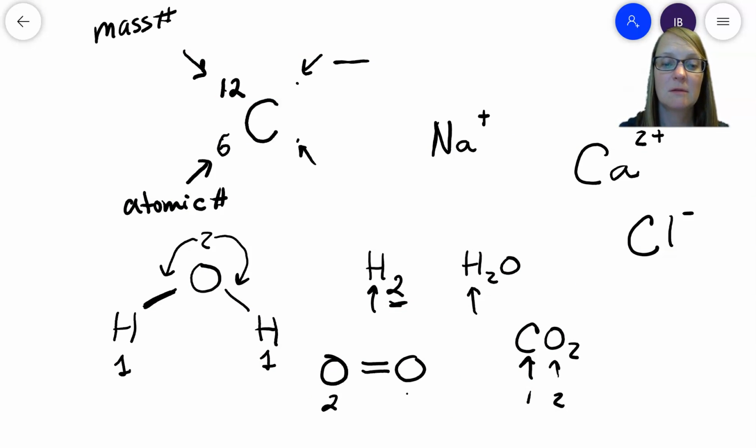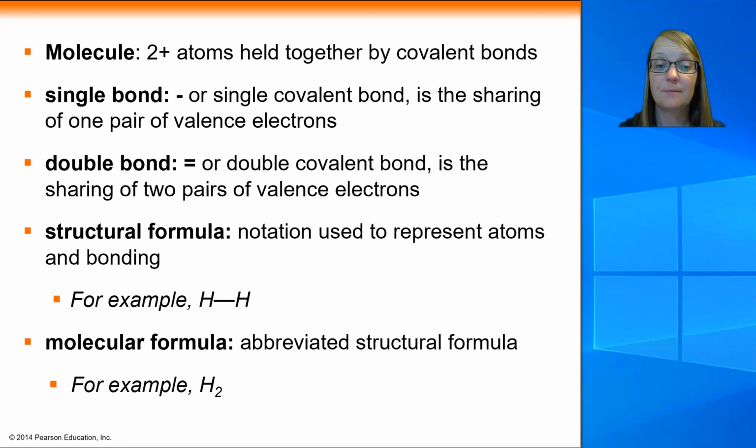Here, both of the oxygens need 2 more electrons. So they're just going to share 2 pairs of electrons. And so each one gets those extra 2 electrons, and they're both going to be happy, have that full valence shell. So they need that double bond to be satisfied.